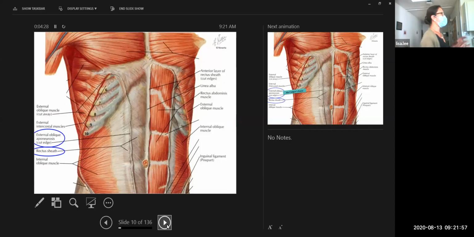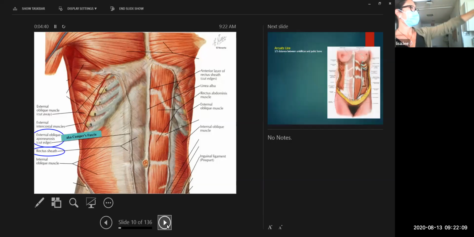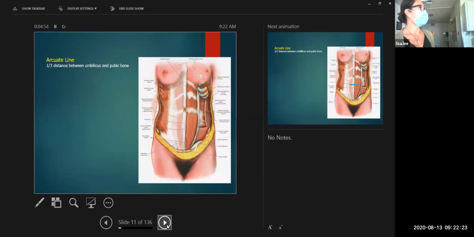Okay, then when we start to look at the coverings of the muscles, we've got this external oblique aponeurosis, which is that cut edge, so there, and then your rectus sheath, okay? And that little cut edge, that top one, is your Camper's fascia, right? So when you're making your incision, you go through the sub-Q, maybe or maybe you don't see this little thin kind of layer, that's your Camper's, and then underneath it's your rectus sheath, okay?